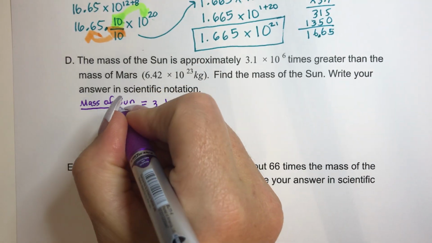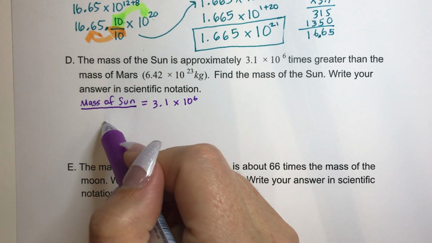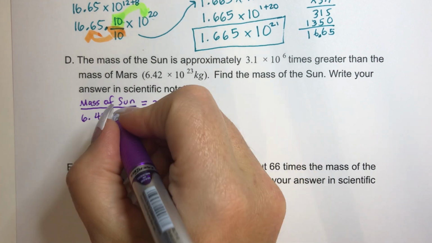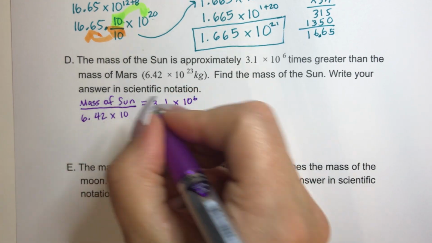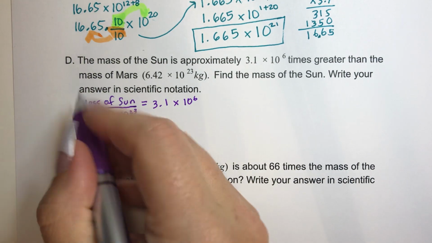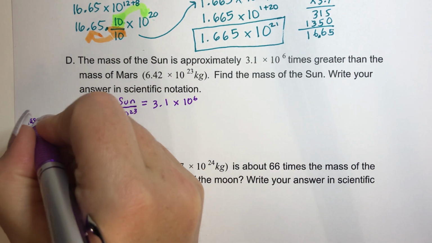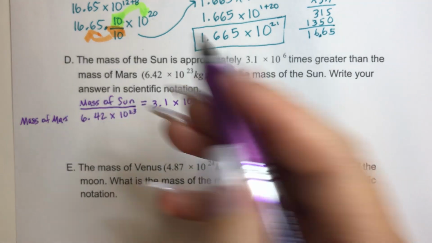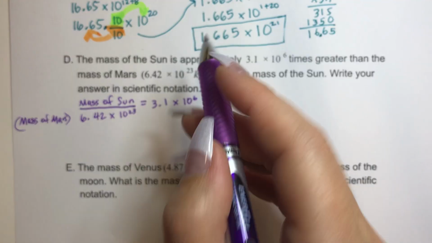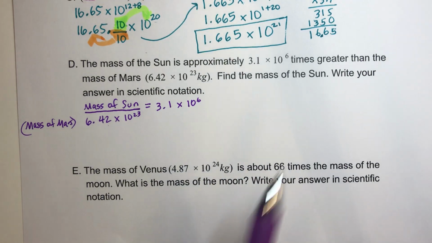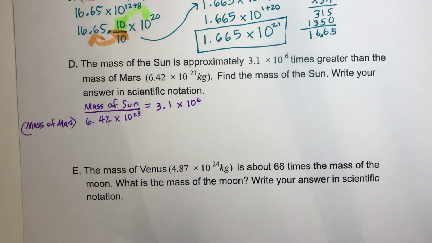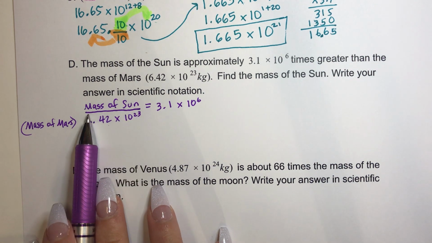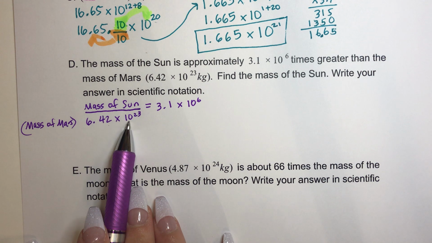So the mass of the sun goes right here, and we're dividing it by the mass of Mars, which is 6.42 times 10 to the 23rd power. And this is the mass of Mars. So we're taking the mass of the sun and dividing it by the mass of Mars, right? Perfect. Okay, so it wants to know, find the mass of the sun. Write your answer in scientific notation. So we need to figure this out. Right now, this is being divided by 6.42 times 10 to the 23rd.